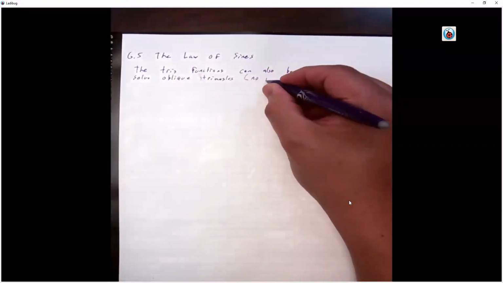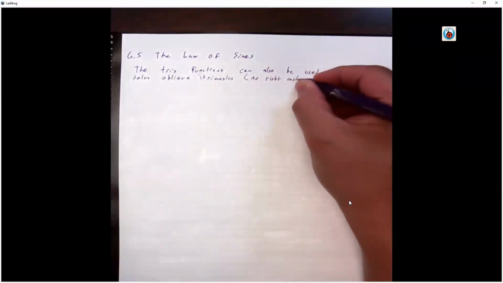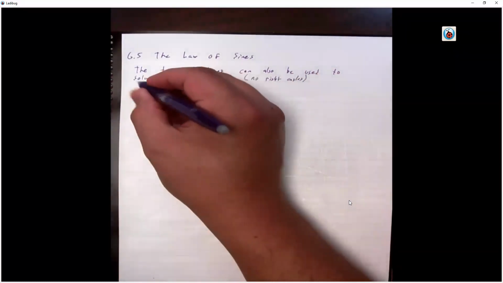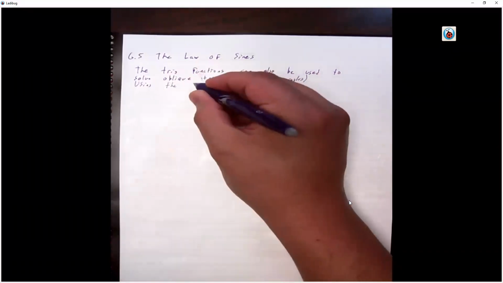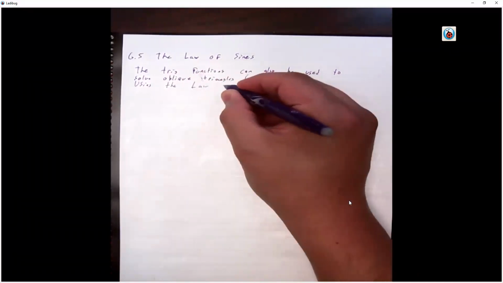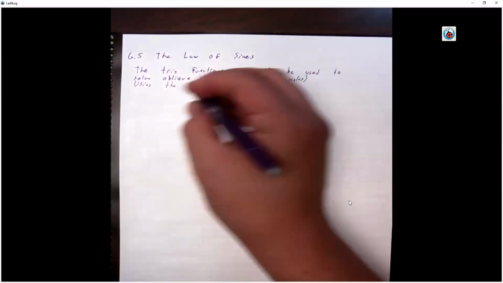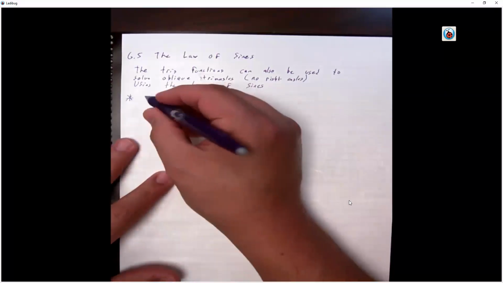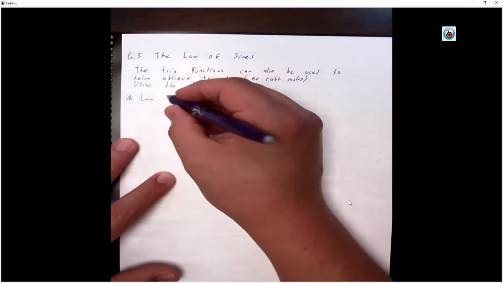No right angles. Using the law of sines. Okay, so here's the formal formula or definition.